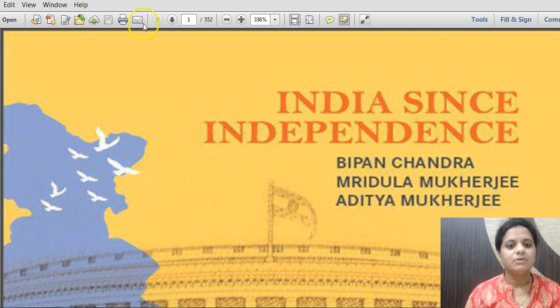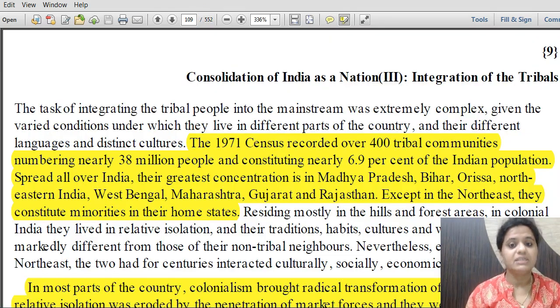In this lecture, we are going to discuss chapter number 9, which is Consolidation of India as a Nation 3, Integration of Tribals. Our strategy is that we'll be highlighting the important points and important sentences in the chapter, which are the gist of the entire chapter. If you read that, you can understand the entire topic and get the important points. Plus also, it is very good for revision.